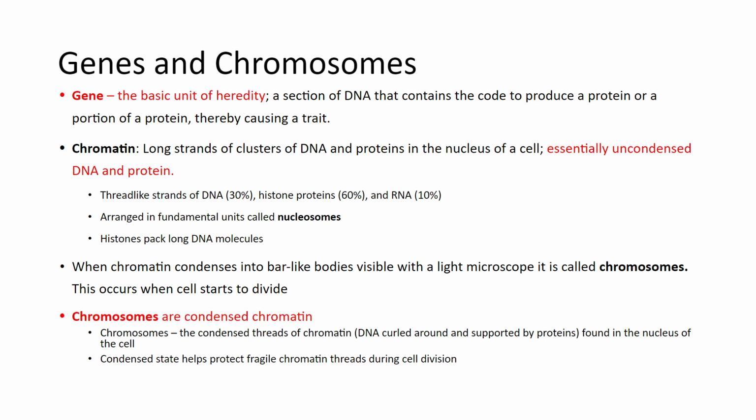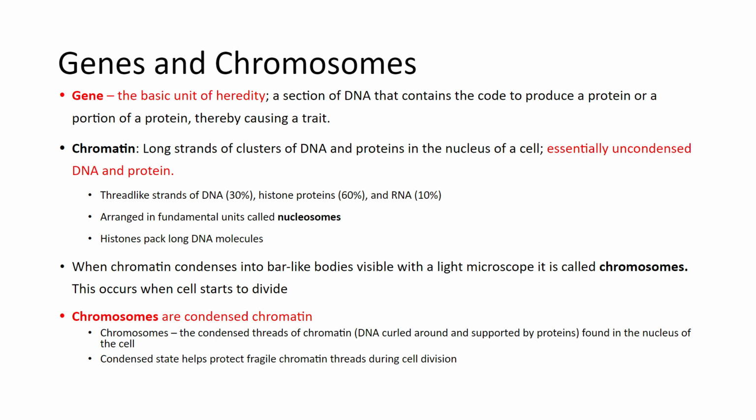Now, chromatin is the long strands or clusters of DNA and proteins in the nucleus of a cell. This is the slightly unwound version of DNA that exists primarily in the nucleus of a cell that's not dividing. It's essentially uncondensed DNA and protein. These thread-like strands of DNA with protein and some mixture of RNA are arranged in these fundamental units called nucleosomes, and they're packed and pretty easy to read as long as you have the right enzymes to unwind and read genes or these segments of DNA.